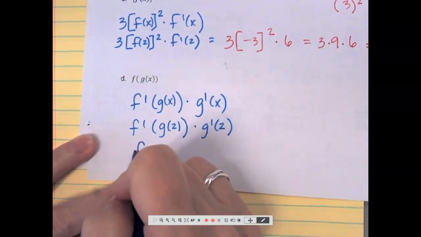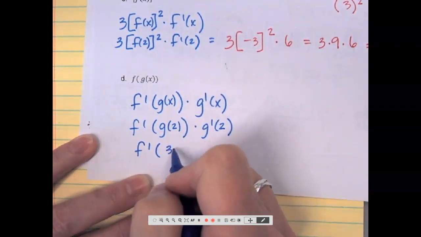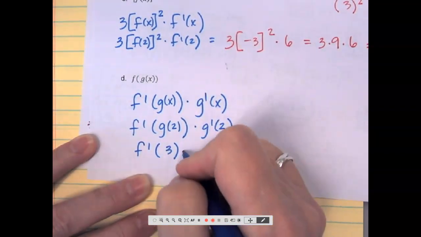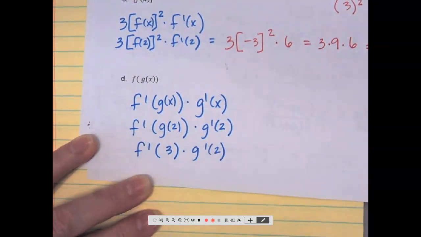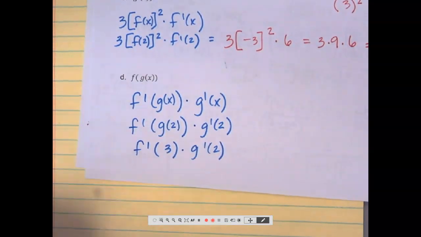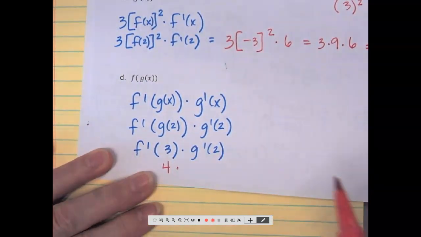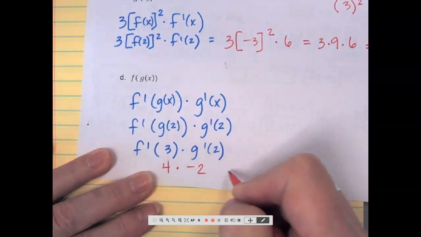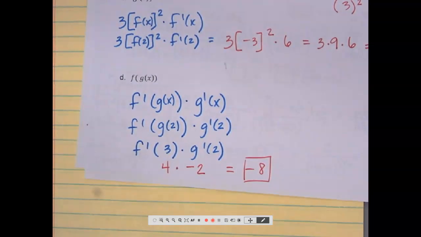Okay, so now I have f prime of g of 2, which is 3, times g prime of 2. Okay, well, f prime of 3, there's why that oddball was at the bottom. And g prime of 2 is negative 8. Woo! John, did it make you collapse?